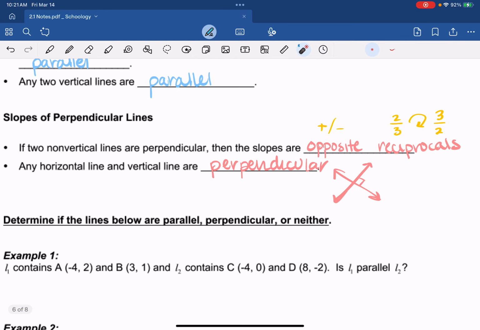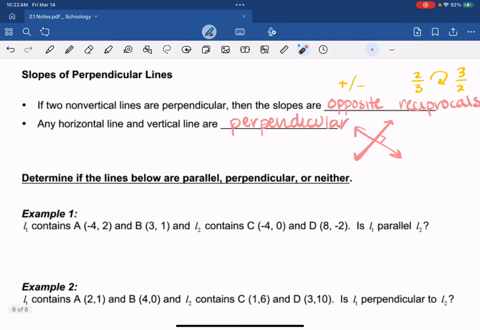Okay, so let's try some of these. Look at example 1. It says determine if the lines below are parallel, perpendicular, or neither. Well, what holds the key to answering this question? Slope. That holds the key. So we need to find the slopes for my line 1 and my line 2. Let's just do line 1 first. Let's find its slope. Here are my 2 points for line 1.